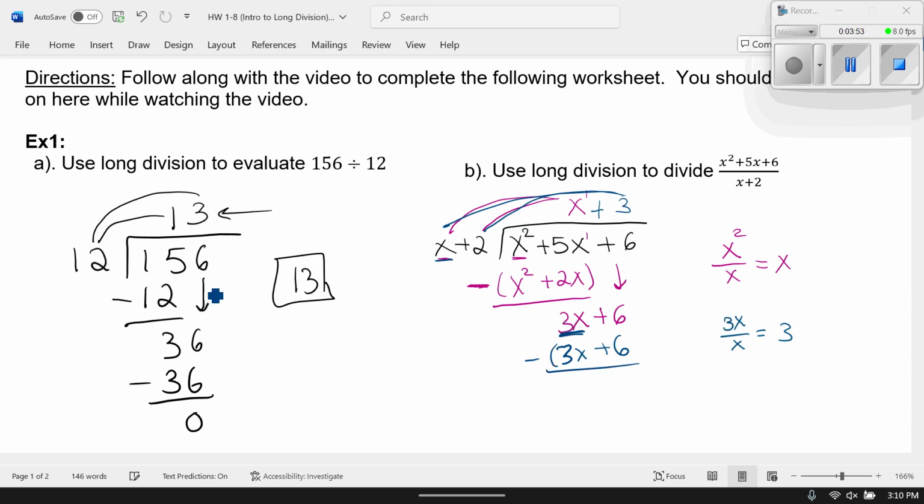And we're going to subtract. You need the parentheses there. 3x minus 3x is 0. 6 minus 6 is 0. That's great. There's no remainder. Your answer comes out up top. So our answer is x plus 3.